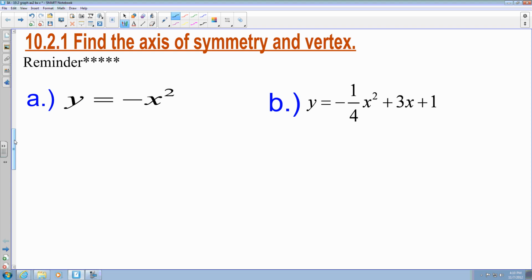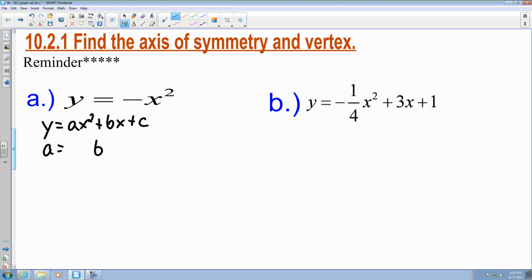So our first examples for A is y equals negative x squared, and B is y equals negative 1/4 x squared plus 3x plus 1. So let's look at example A. In order to first solve for our quadratic, let's write out the general form. Y equals ax squared plus bx plus c. So first off, let's find what our a, b, and c are.